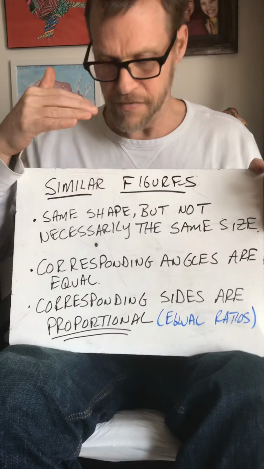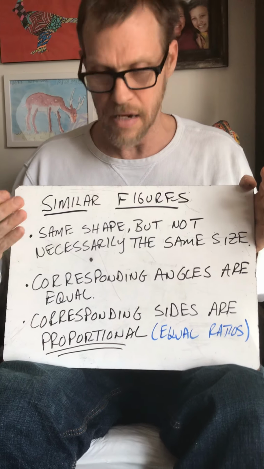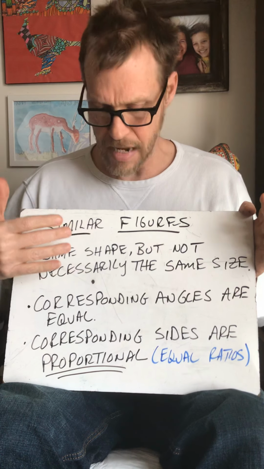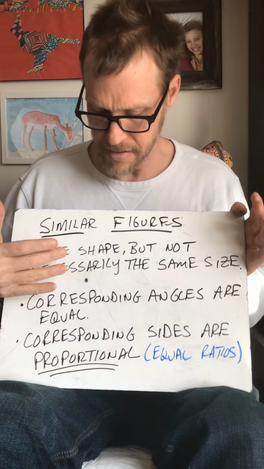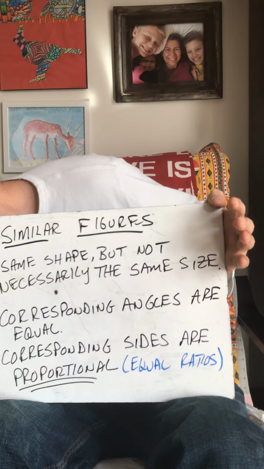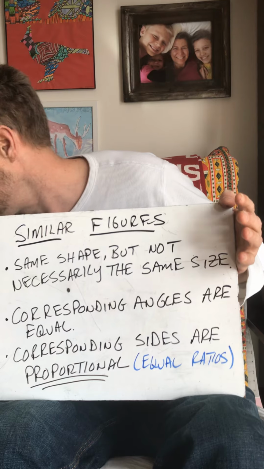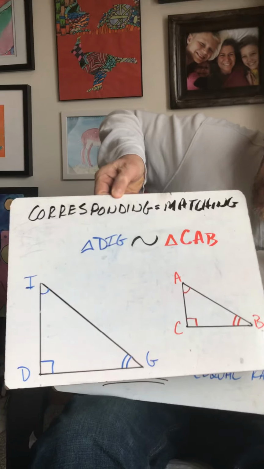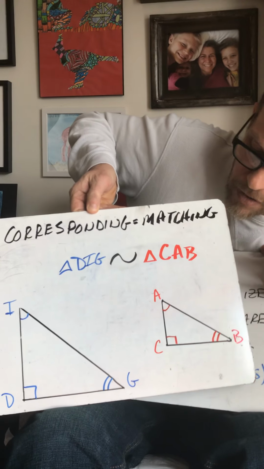What does it mean? If you were to Google similar figures, it's going to say figures that have the same shape but not necessarily the same size. For instance, we'll use this one at the end. Look at those 2 triangles. Wow, those look kind of similar.